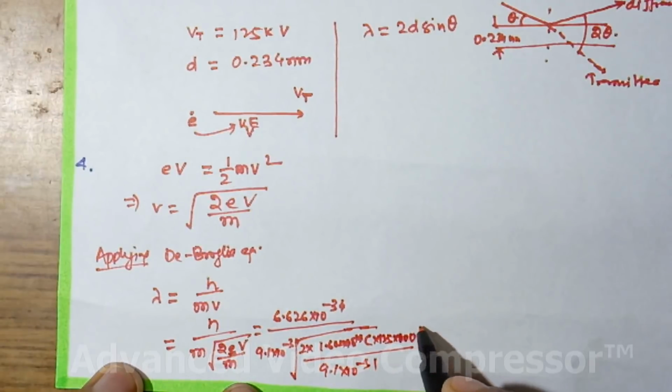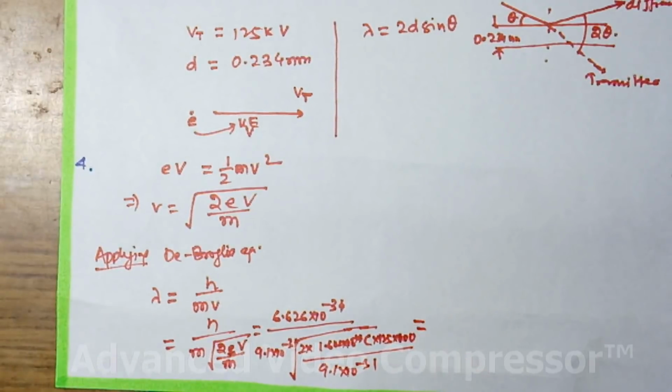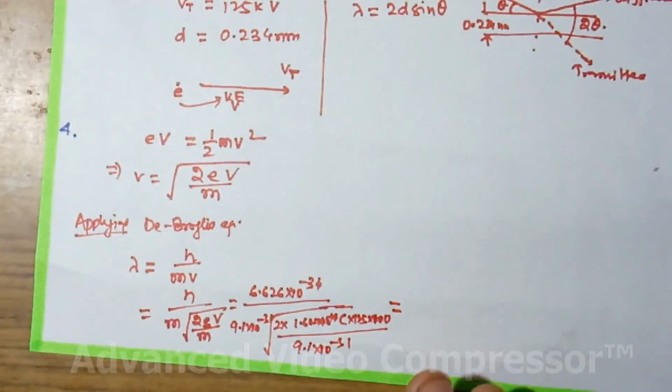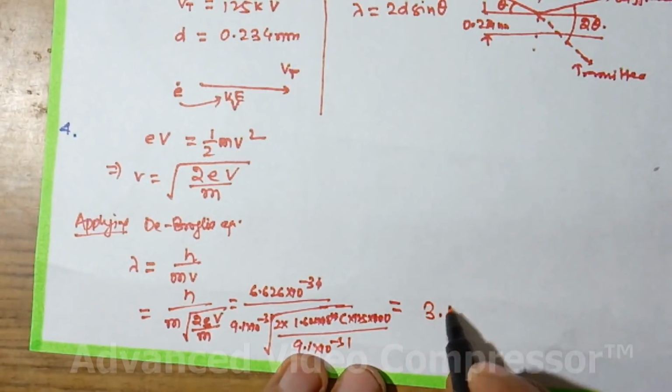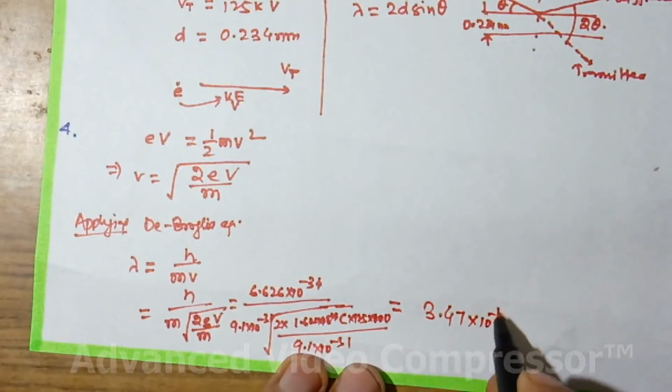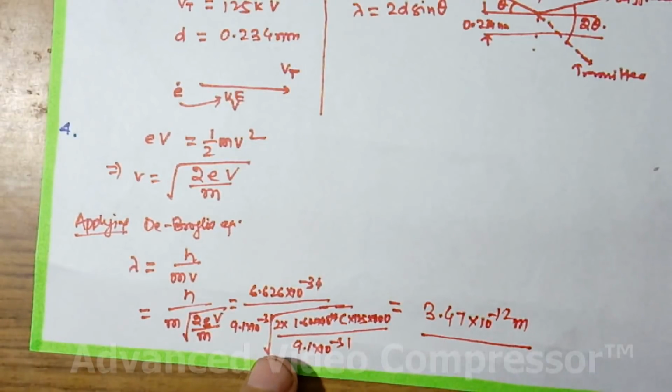So if you calculate this, lambda will come around, which I have calculated, lambda will be 3.47 into 10 power minus 12 meter. Okay, you can do this calculation.